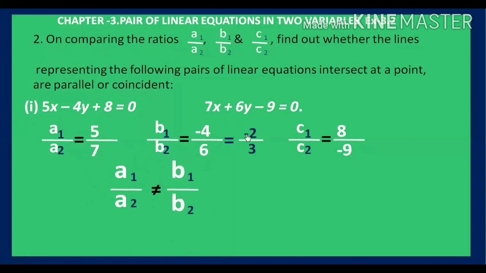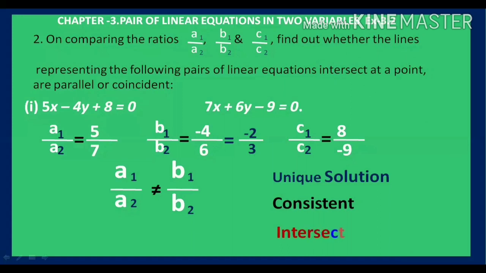इक्वल नहीं है. ठीक है जी. 5/7 इज नॉट इक्वल टू -2/3. सो यूनिक सोल्यूशन, whenever a1 upon a2 is not equal to b1 upon b2, the solution is a unique solution. One solution we get, and such a system is called consistent. जिस सिस्टम का solution होगा उसको consistent system बोलते हैं. And third, we get intersecting lines. Whenever we have a unique solution, a1 upon a2 is not equal to b1 by b2, we get intersecting lines. तीनों कंडीशन बता दी है.